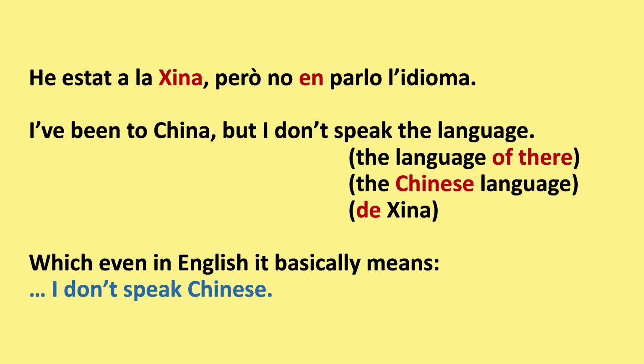Another example. He estat a la Xina, però no en parlo l'idioma. I've been to China, but I don't speak the language. The un here replaces the language of there, the Chinese language, or the language of China, which even in English basically means I don't speak Chinese when you say I don't speak the language.